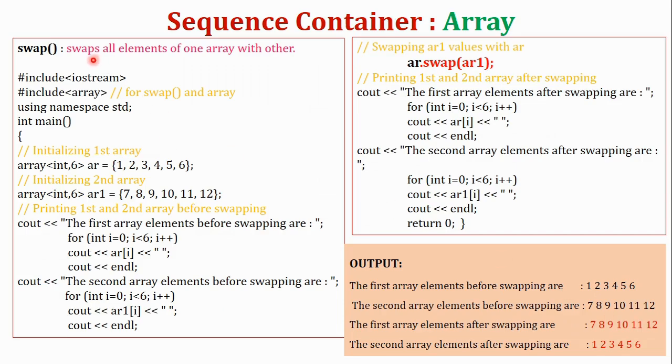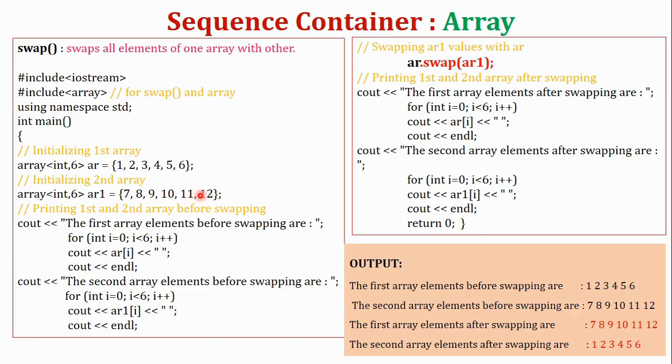And next one is swap. It will swap all the elements of one array with another. For example, we will take two arrays. The first object is created from the array class. It will hold some values, for example, 1, 2, 3, 4, 5, 6. And then we are creating one more object from the same class, that is array. It will hold some values 7, 8, 9, 10, 11, 12.